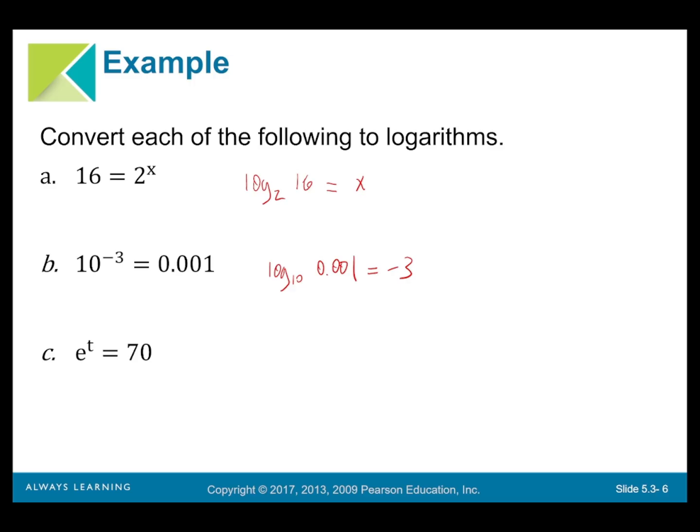With the next one, I have e to the t equals 70. So my base is e, log base e. And we're going to learn a different way that we typically write log base e, since e is a very common exponential function that we deal with. So of course, log base e of 70 for the right-hand side of our equal sign equals our exponent t. So that is how each of these get written down, going from our exponential functions to our logarithms. These are all equivalent statements, essentially.